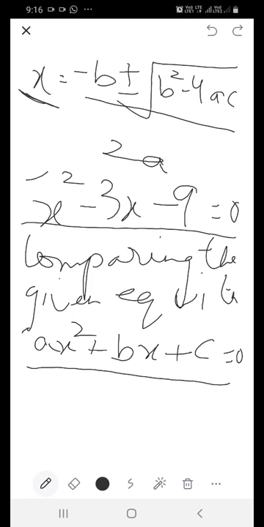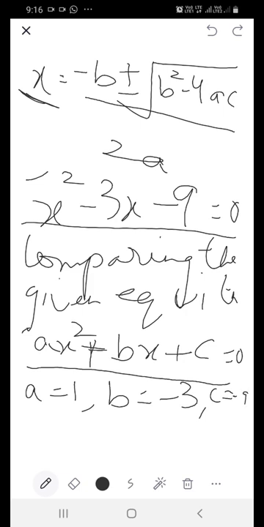And if I compare it, you see the coefficient of x square will be the value of a, which is 1. And the coefficient of x will be the value of b. Your equation is plus b. But in the equation it is given minus 3. So you have to take this minus sign also. So b will be equal to minus 3. And the value of c, if you compare, will be minus 9.